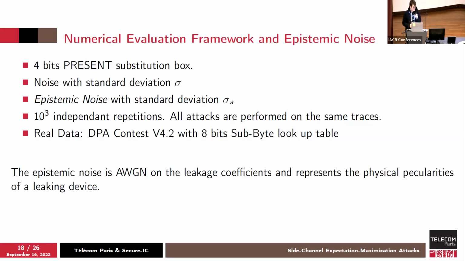So here are the numerical evaluations. And what we did to see if it was interesting to use the linear model or the Hamming weight model was to add epistemic noise. That is, we add noise to the coefficients of the leakage model, starting from a Hamming weight leakage model. If the epistemic noise is 0, you just have a regular Hamming weight leakage model. And if it is high, then you tend more and more toward a linear leakage model that is completely random.